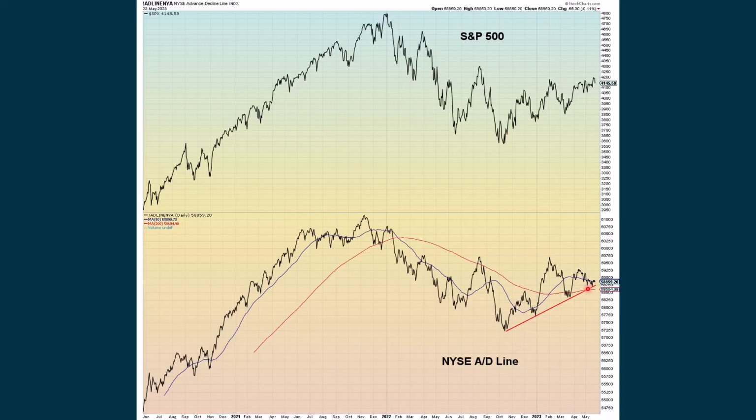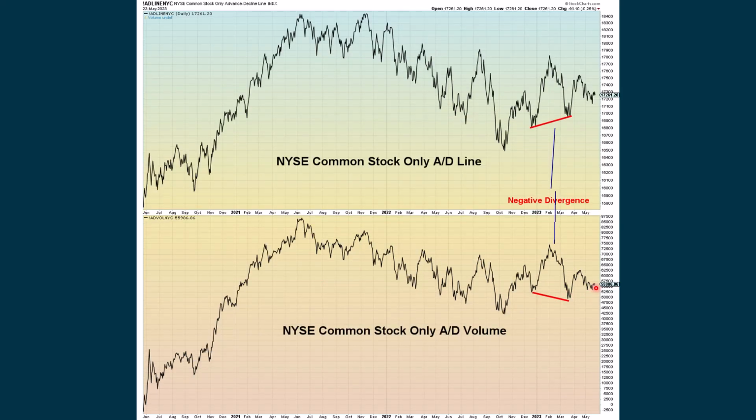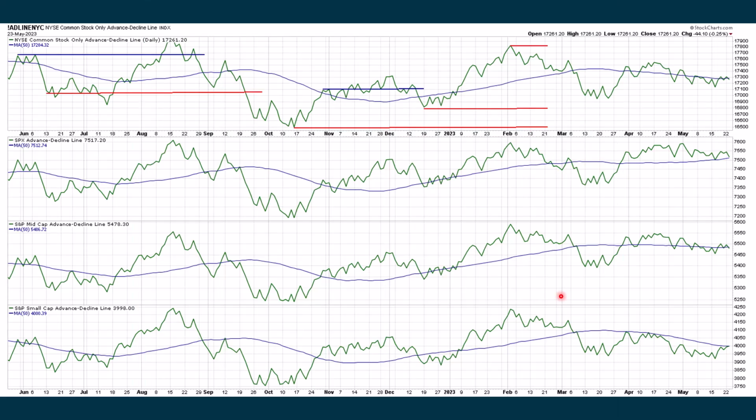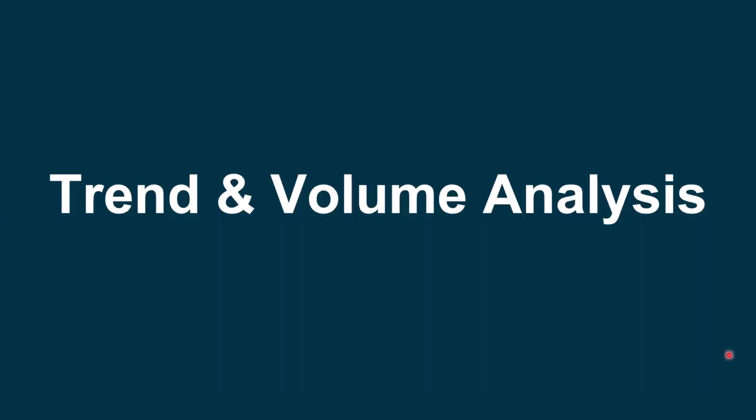But so far, the advanced decline line is holding above this upward sloping trend line. We're also working off of a negative divergence when we look at common stock based on price and volume. Then looking at our broader range, the NYSE is just a little bit below the moving average. The S&P did show some weakness, but is still above the moving average. We dropped below with the mid caps, and the small caps came right back up to their moving average.